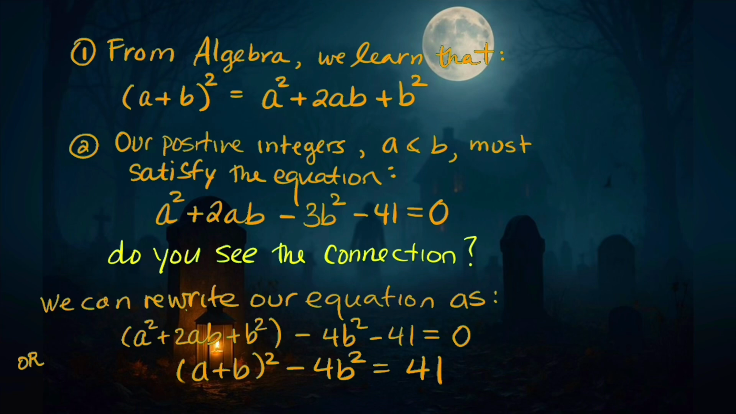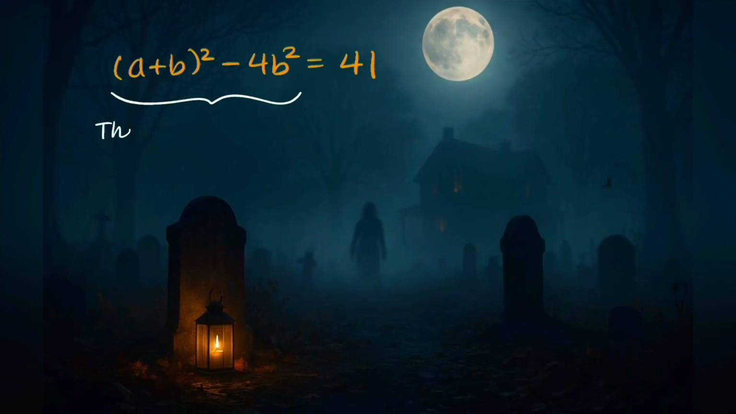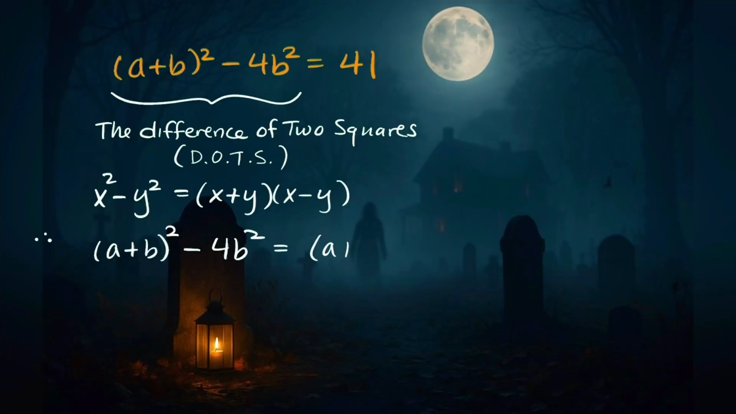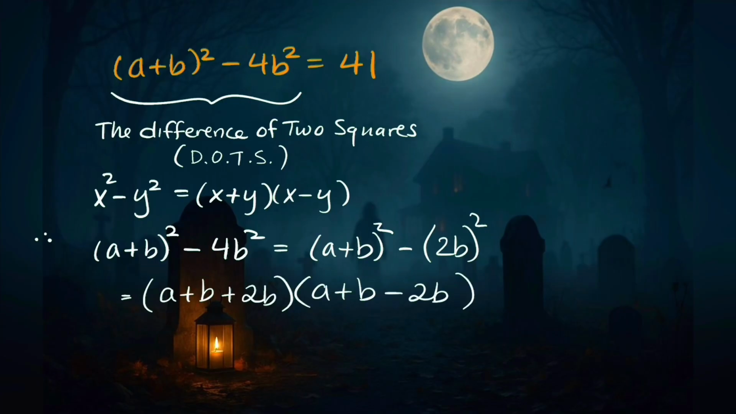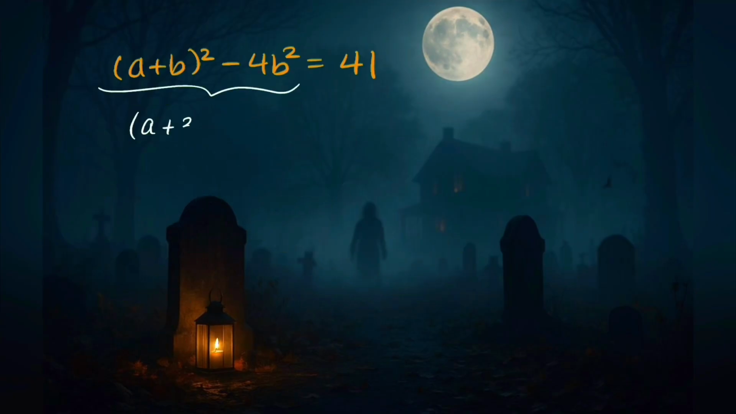The left-hand side of this equation may look familiar to you. You see, this is the difference of 2 perfect squares, the formula for which is x squared minus y squared factors into x plus y and x minus y. Therefore, the left-hand side of our equation factors into a plus 3b and a minus b.